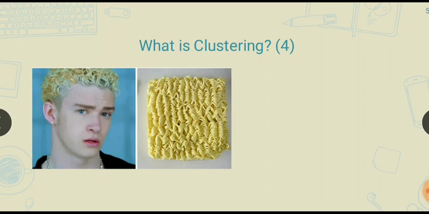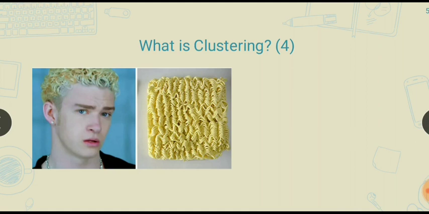What is the similarity? The pattern or the texture of hair of Justin Timberlake and ramen noodle is exactly the same. The color, the texture, and the pattern. So I could say they are similar if that is the criteria. But generally, if I'm forming a cluster, I don't think I would form a cluster of these two items together.